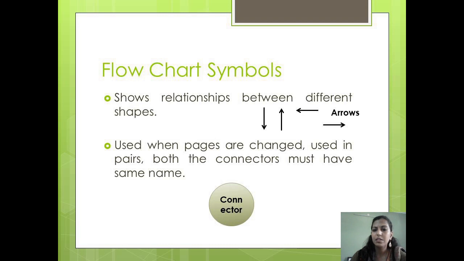The next symbol is arrows. We use it to show the flow of the flowchart. Means it shows whether the flow will go down, up, left or right. The next shape is circle shape. It is a connector. Connector is generally used when we change the page. It is always used in pair. Means if we use a connector C1 in the end of the page, then we will use the same C1 connector in the next page starting.